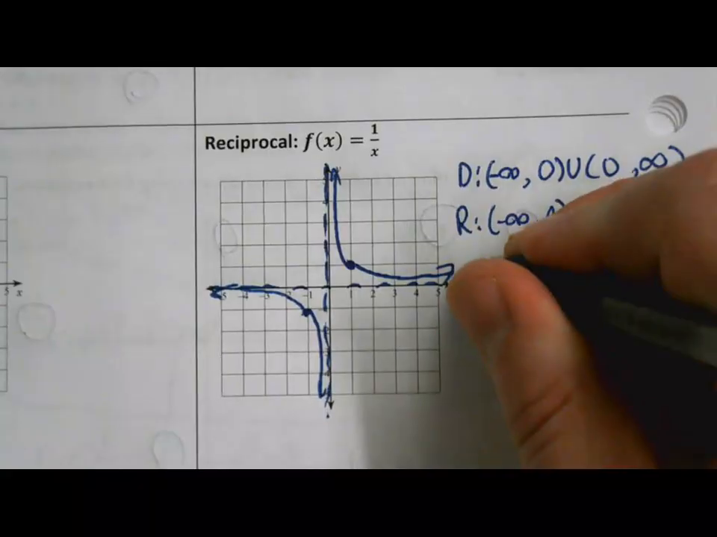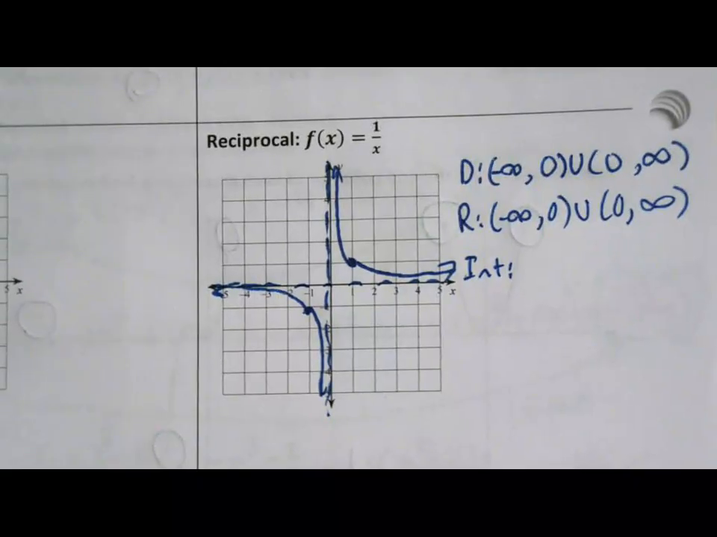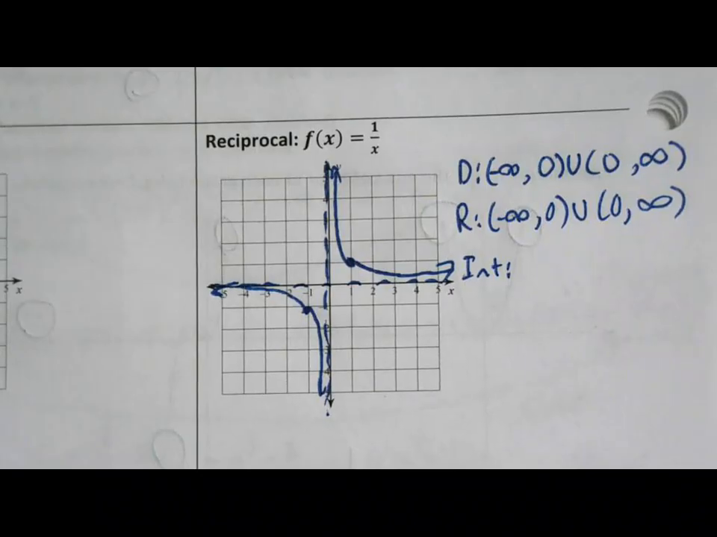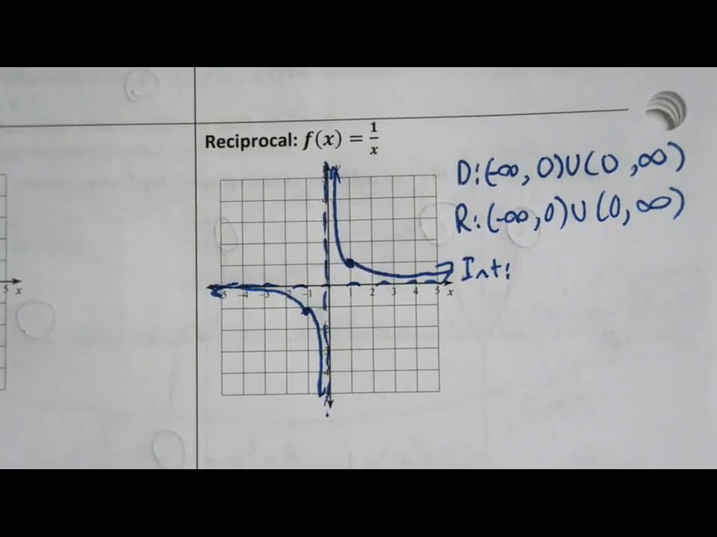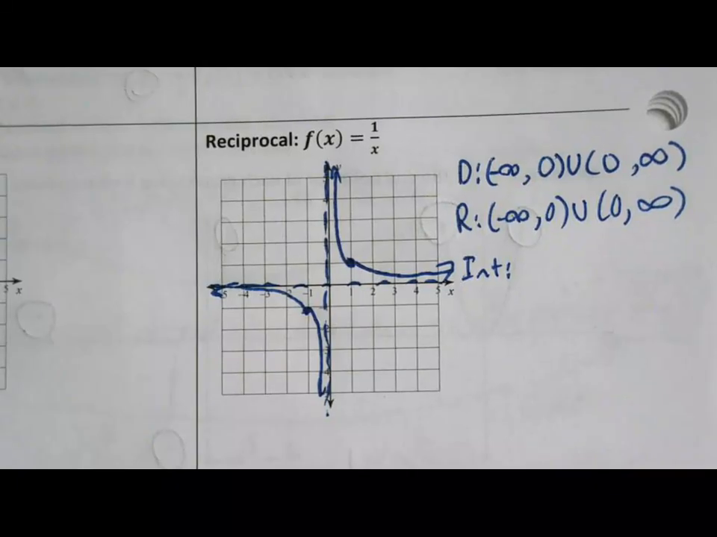Intercepts. In this class, you do not have to specify whether something's an x-intercept or a y-intercept. You're just going to write the coordinates down. And I'll know whether it's an x-intercept or a y-intercept by noticing where the 0 is. This is a weird one, though, because this function has no intercepts.